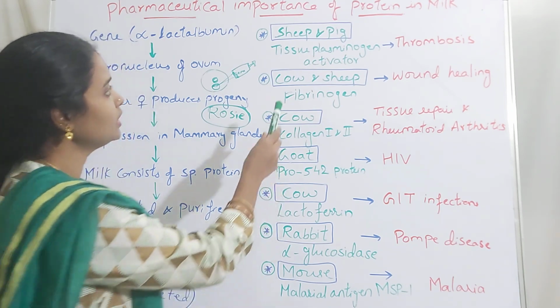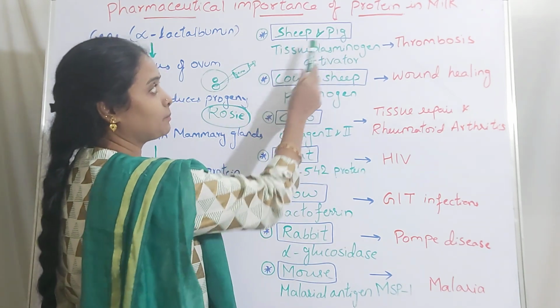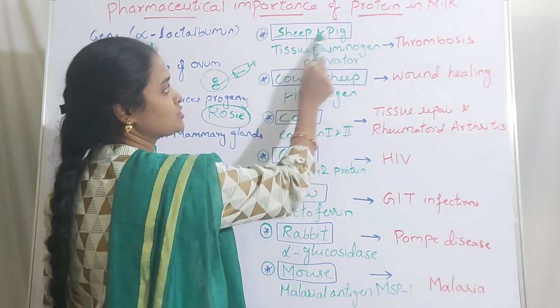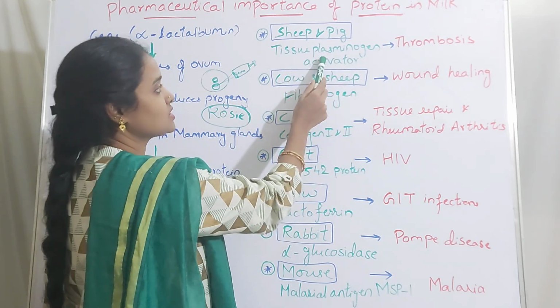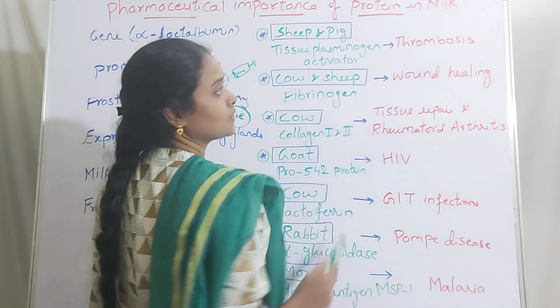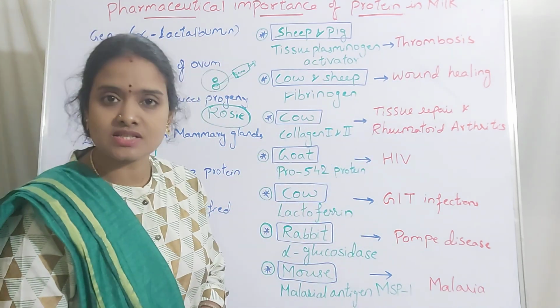Right? So here, if the transgenic sheep and the pig are producing this tissue plasminogen activator, when it is consumed, it helps avoid thrombosis disease, right?